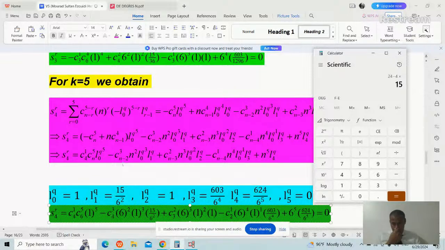This is minus 6 minus 2 is 4, squared, correct. 15 plus 2, 6 minus 3 is 3, choose 2, and there is 2, plus 3 multiplied by 216, minus 2 times 603.